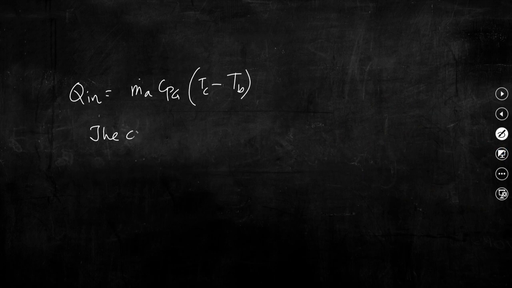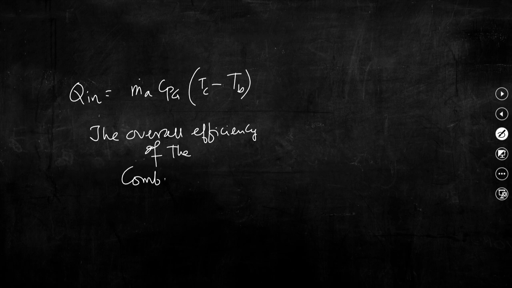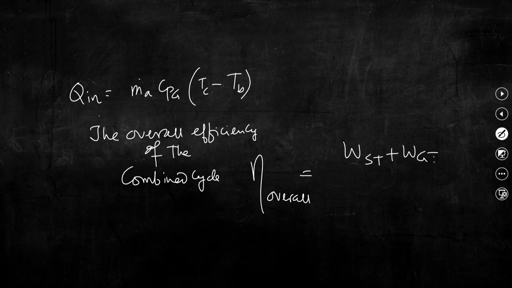So, the overall efficiency of the combined cycle, eta overall equal to net work produced, that is W steam turbine plus W gas turbine divided by Q in, right. So, this is what we can see from this. So, we could write the overall expression of the overall efficiency, and that is the total work output from both cycles divided by the total energy added to the system.